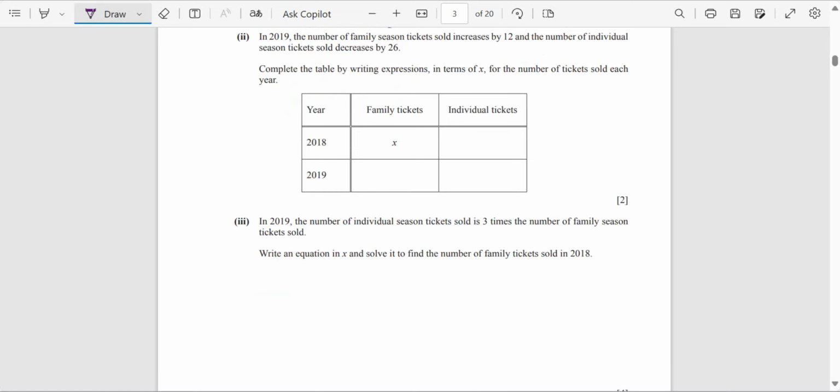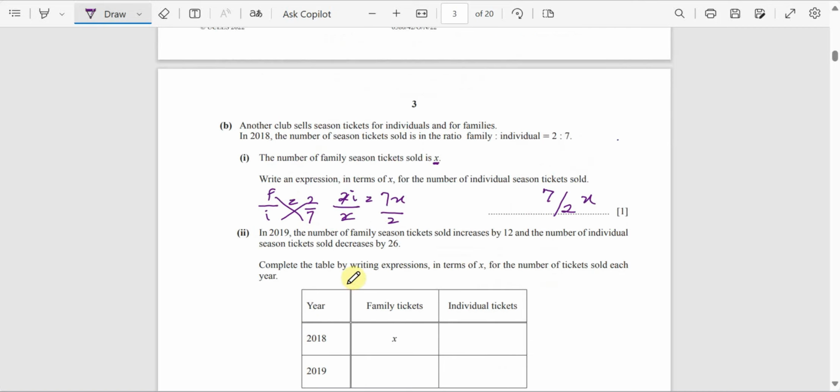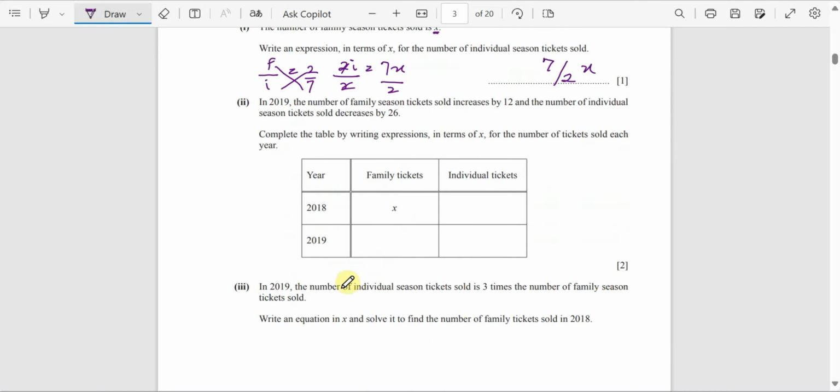In 2019, the number of family season tickets sold increases by 12, and the number of individual season tickets sold decreases by 26. Complete the table by writing expressions in terms of x for the number of tickets sold each year. So individual tickets in 2018, remember that's from what we have here. That's 7 over 2x.